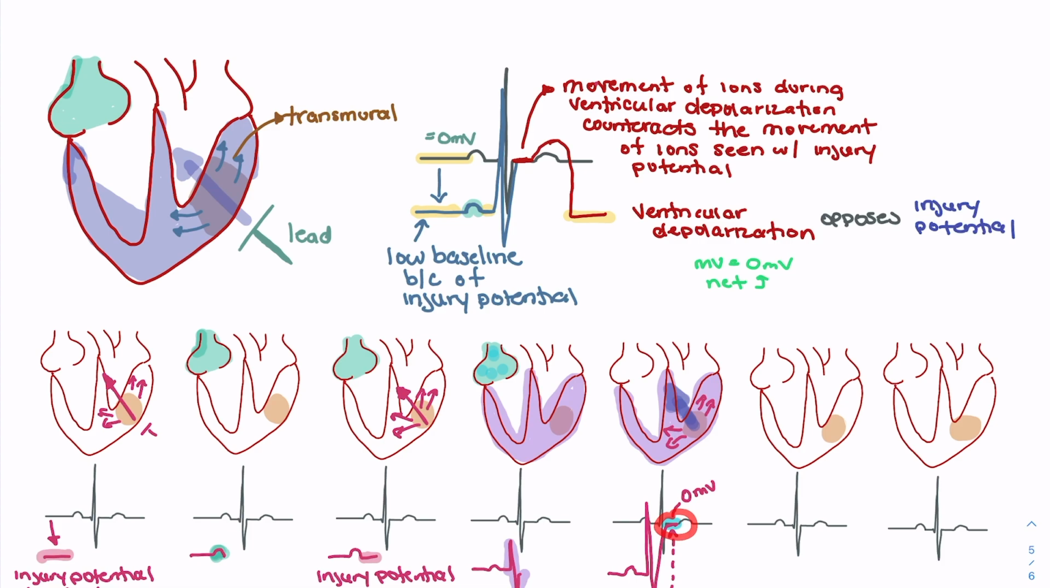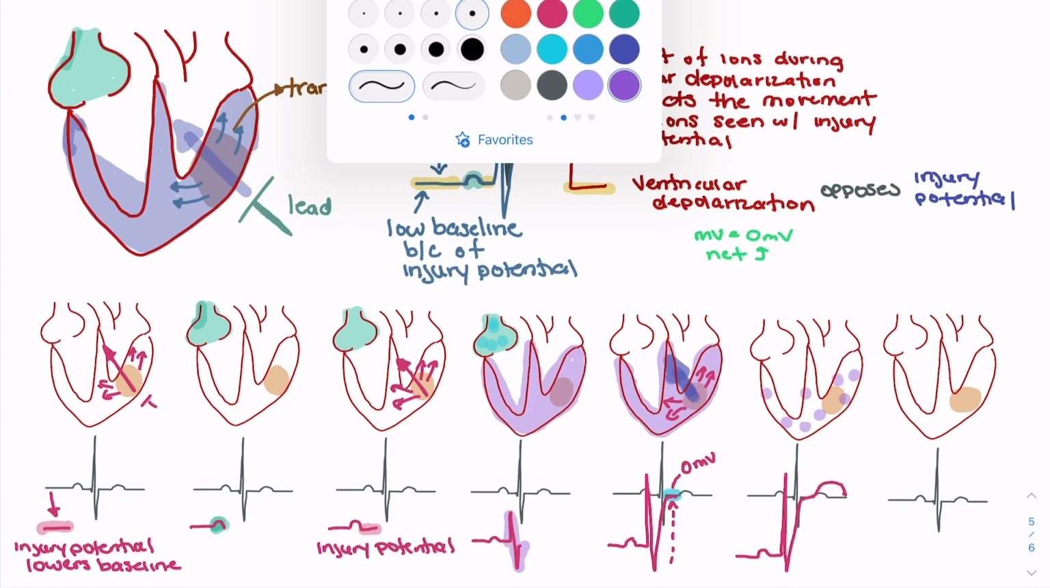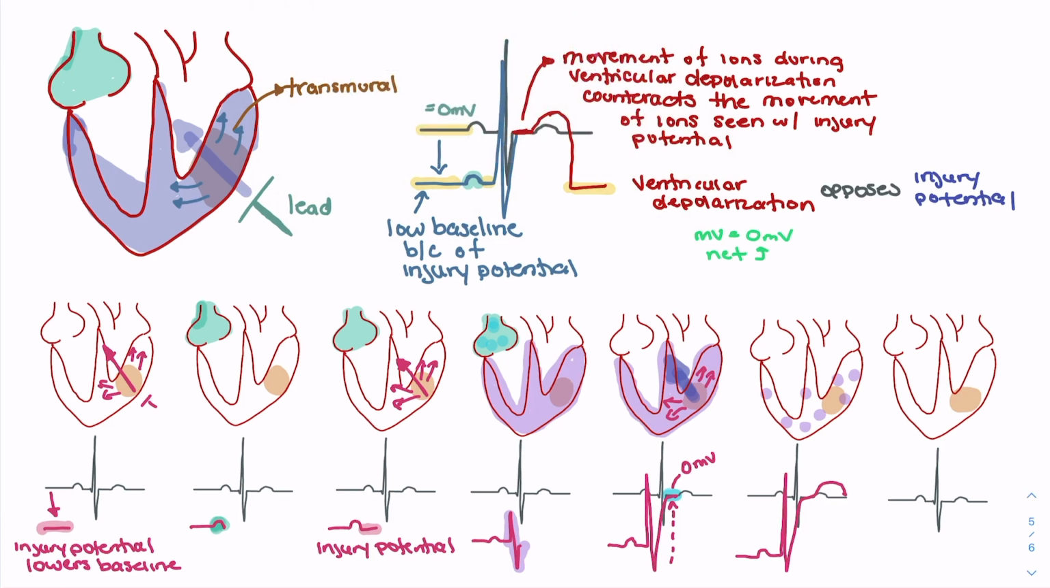This is the only time that a person who has a transmural infarct has their isoelectric baseline go back to 0 millivolts. All other times, we're watching that negativity of the baseline because we're watching that injury potential flow away from the camera. Following this, we have ventricular repolarization. The ventricle is repolarizing, and we know that's going to lead to our T wave. So we have the T wave occurring here, as a result of ventricular repolarization.